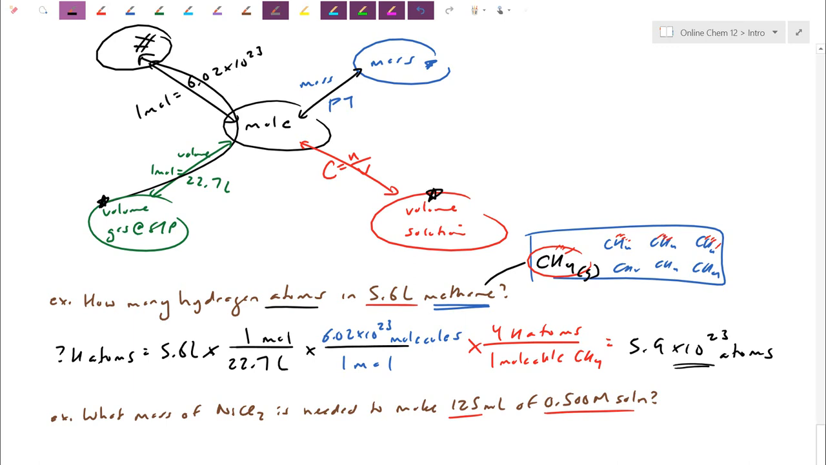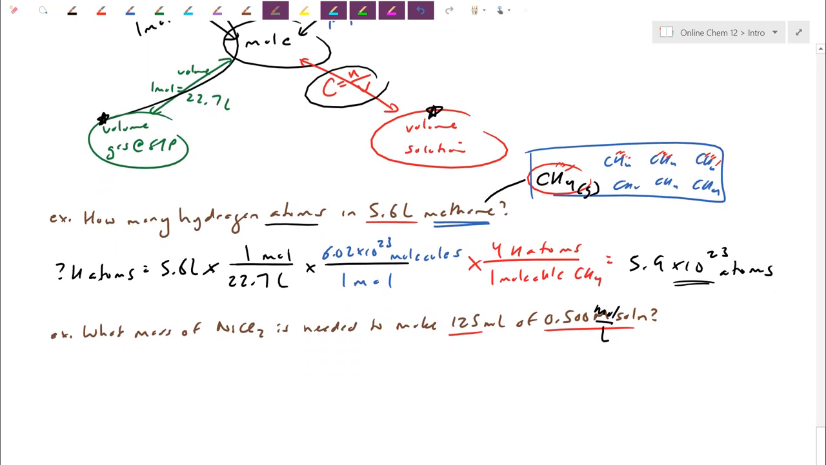Then we have 0.5 molar. Oh, this molar actually is hiding inside it, moles per liter. So that molar here is actually a conversion factor for us. Because that's a conversion factor, I'm going to use that for my concentration factor. So let's just try this out here. I'm interested in finding what mass of nickel chloride, how many grams of nickel chloride. The unit that's easier to work with here is the 125 milliliters.